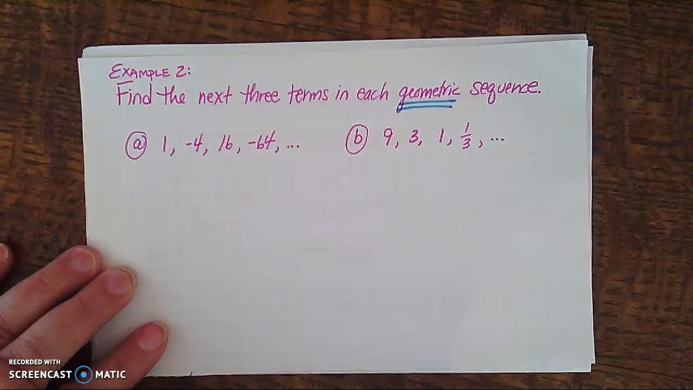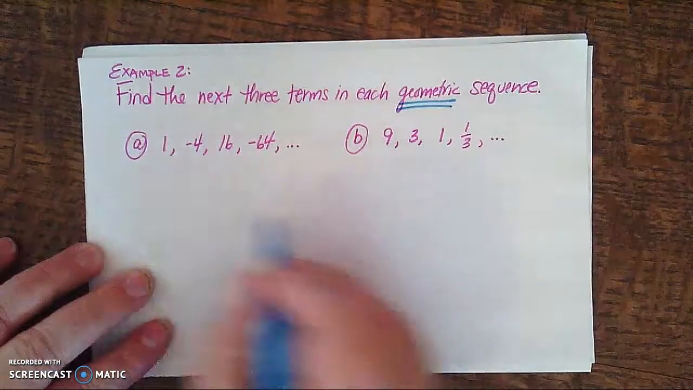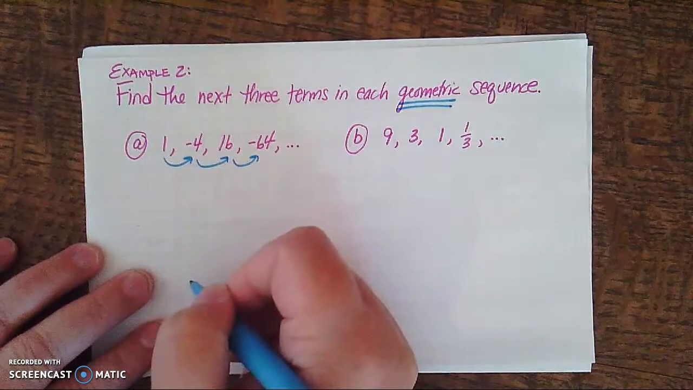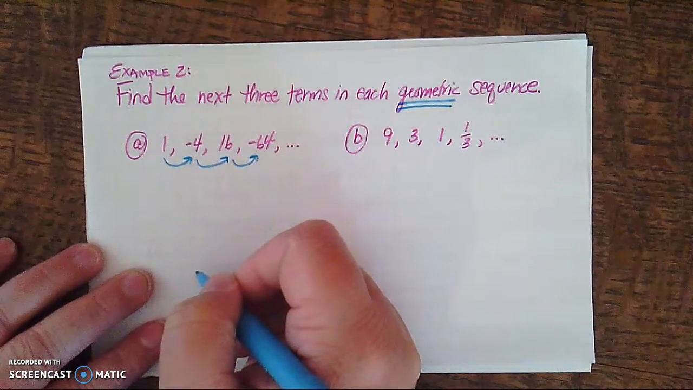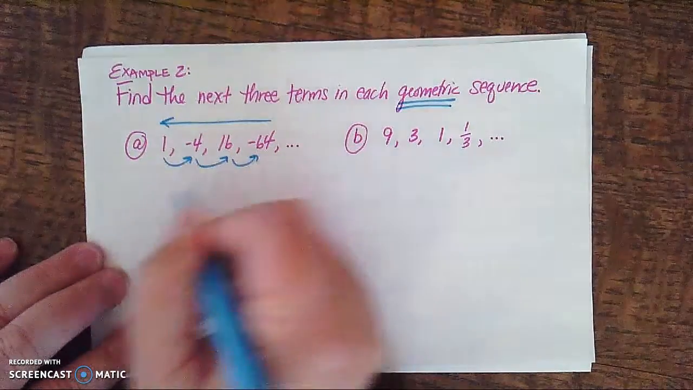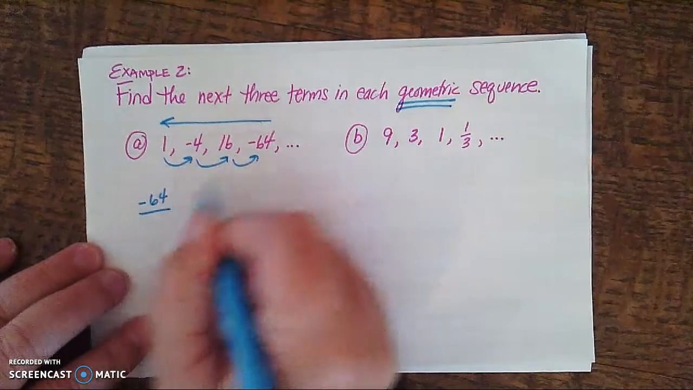It's a little bit like the Do Now. What are we multiplying by every time here? If you're not sure, if you can't figure it out, go the other way. -64 divided by 16.